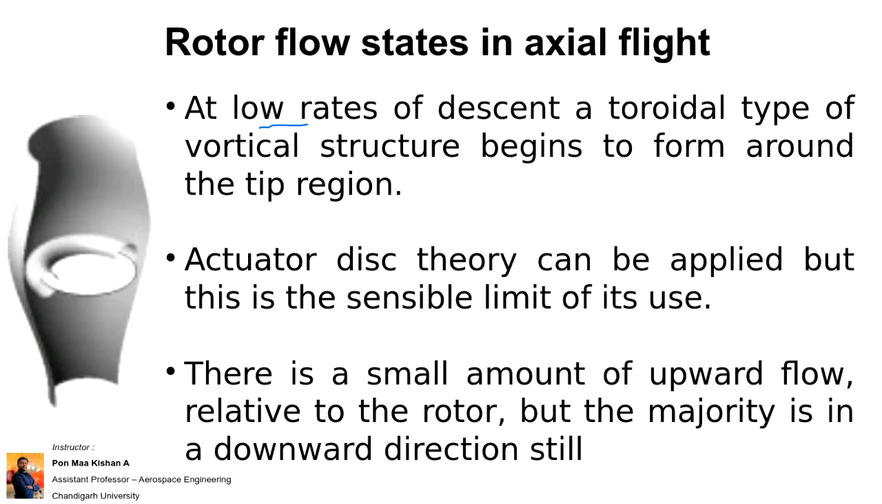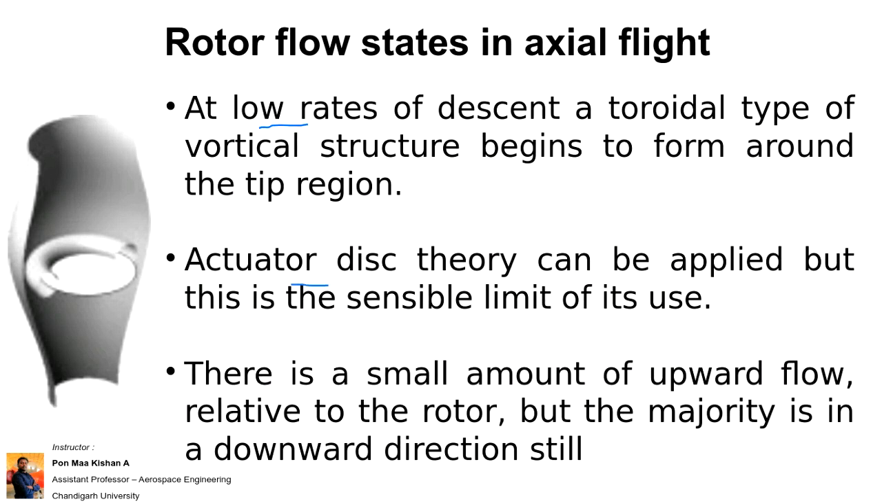Can you see it here? They have given a cross-section view, so they have drawn only half of the toroidal section, but it will be full. When they give the three-dimensional view, it will be full. For representation, in order to understand it, they have given the cross section. So a toroidal vortex will form for a low rate of descent.